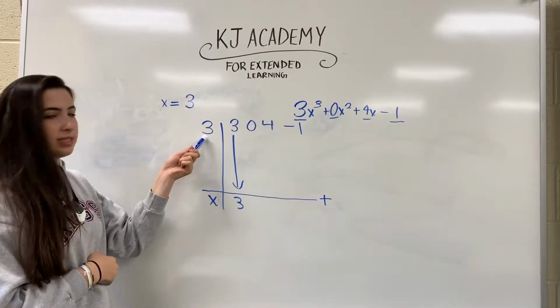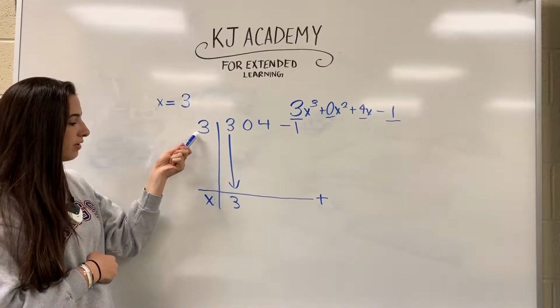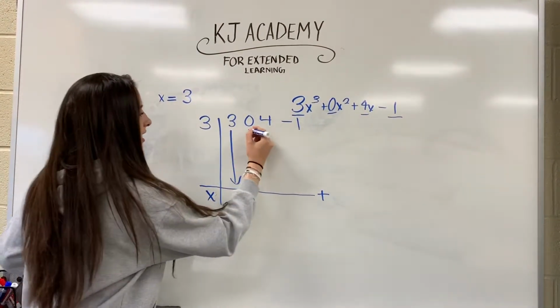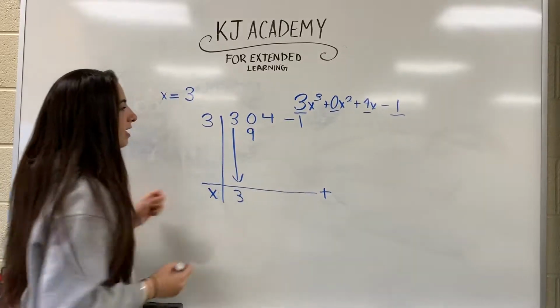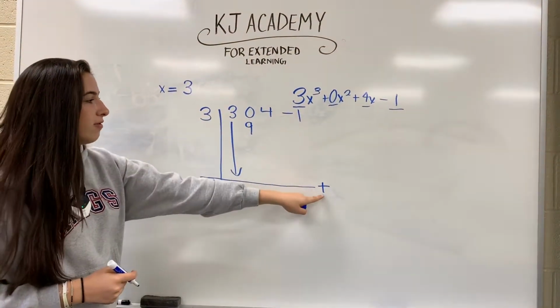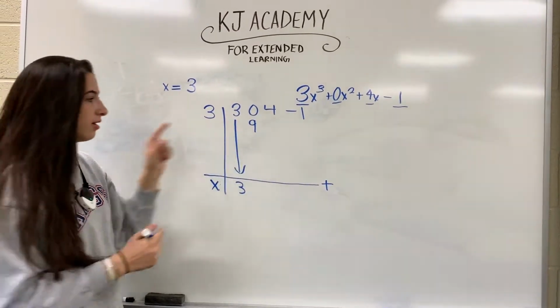You now take your 0 of the binomial, which is 3, and you're going to multiply it by the 3 that you just brought down, which in this case is 9. Now you're going to take your second coefficient that we have placed at the top of the table, and you're going to add it to the 9 that we just got.